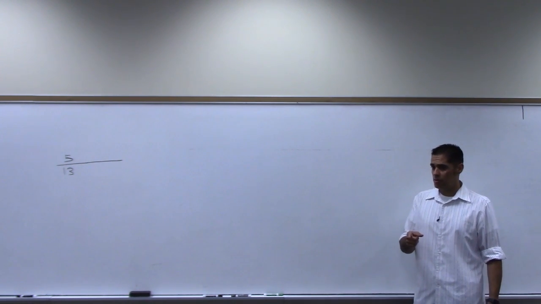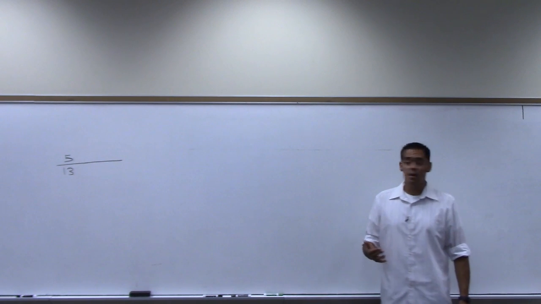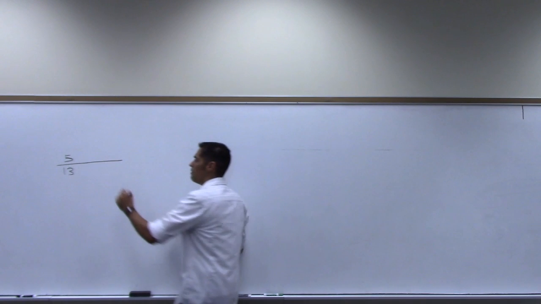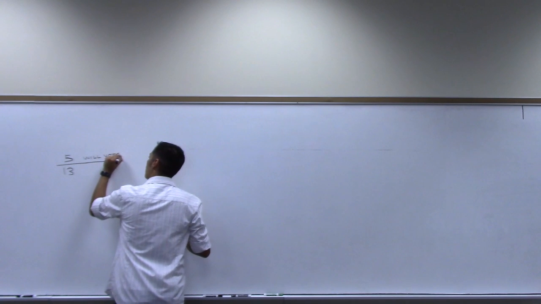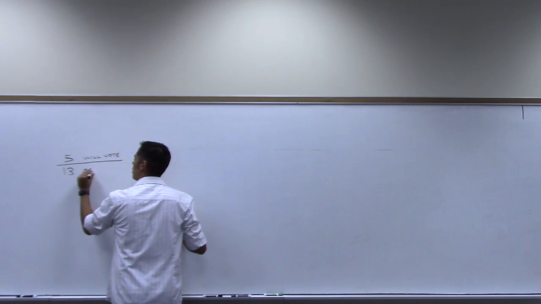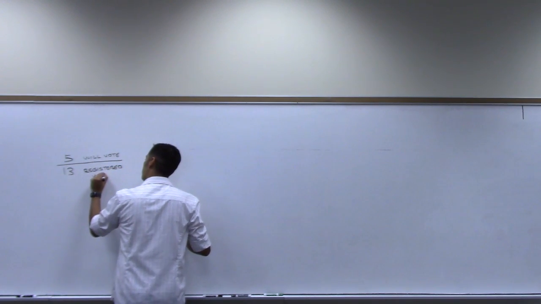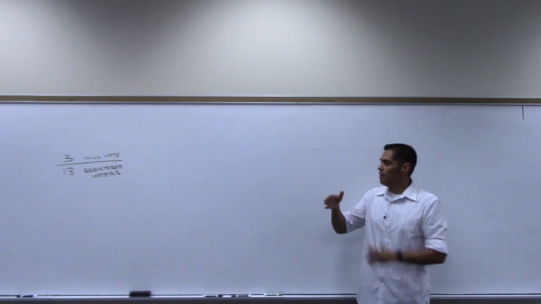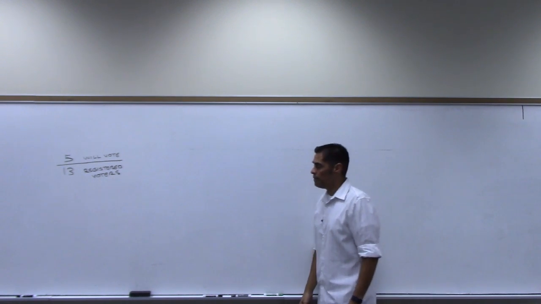One of them is registered voters. The other one is the ones that are actually going to vote, right? Just because you're registered doesn't mean you're going to vote. So this is saying 5 out of 13 registered voters will vote. So 5 will vote, right? Out of 13 registered voters. It's important for us to label what these parts mean. Look, only 5 are actually going to vote out of the 13 registered voters.